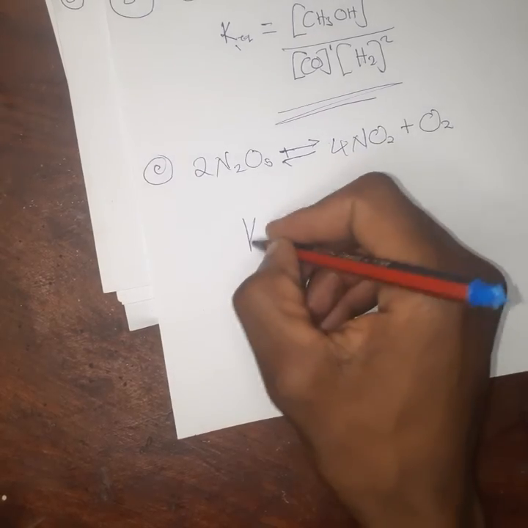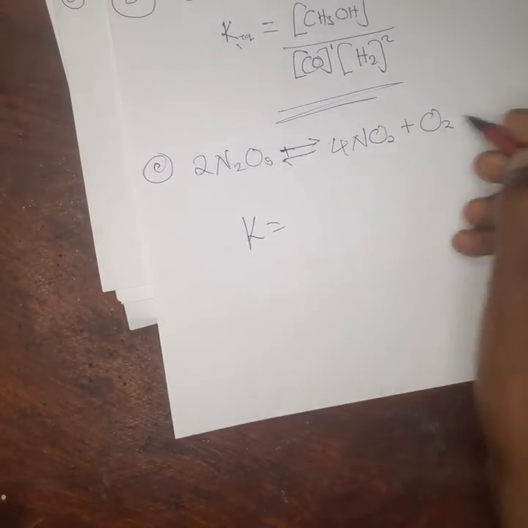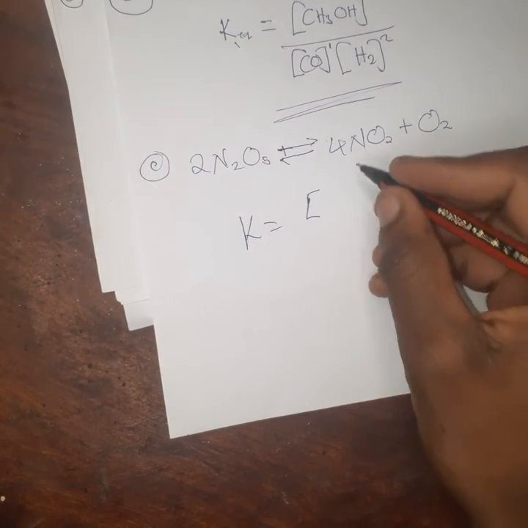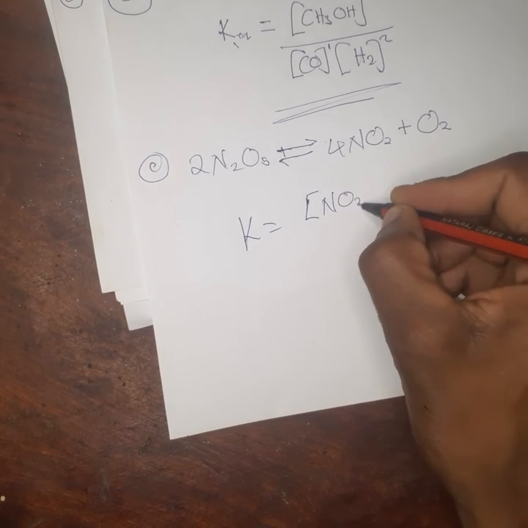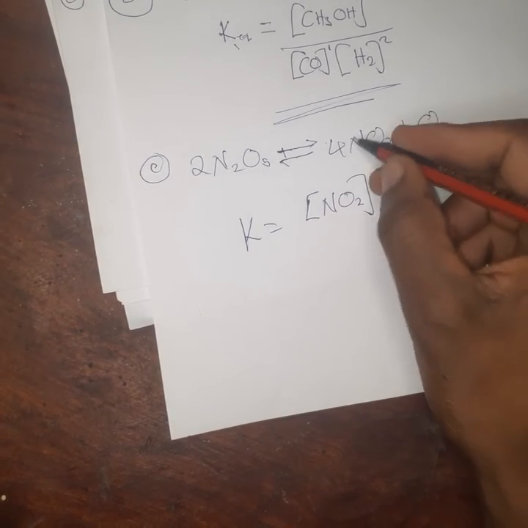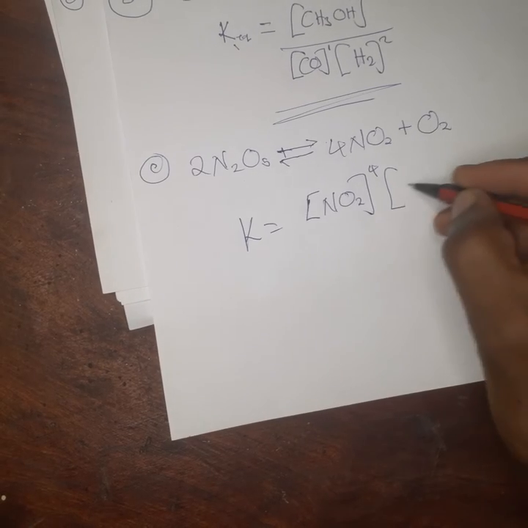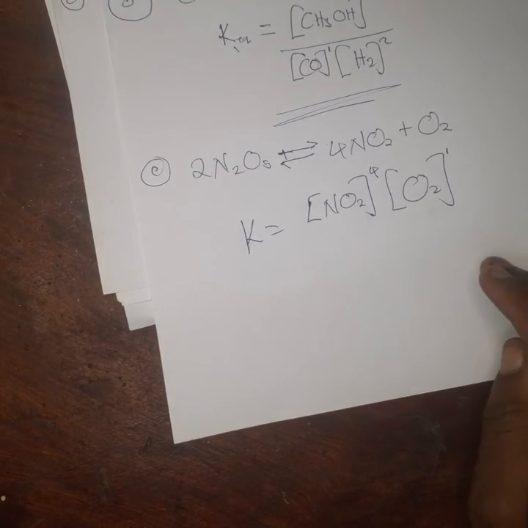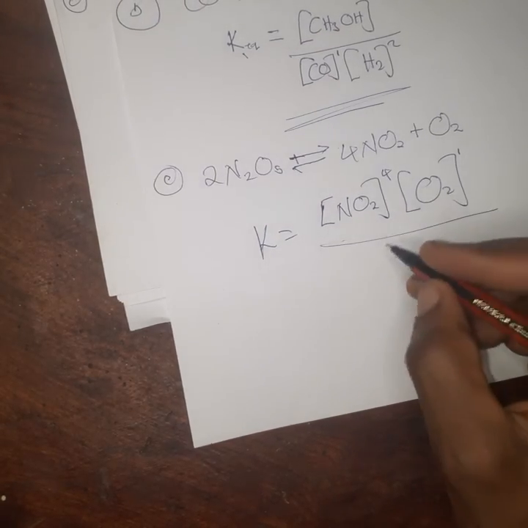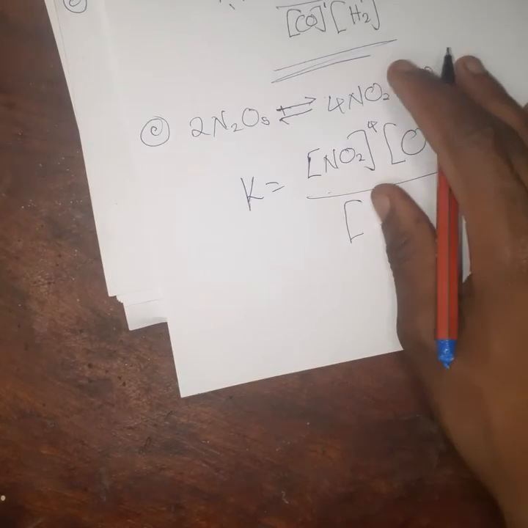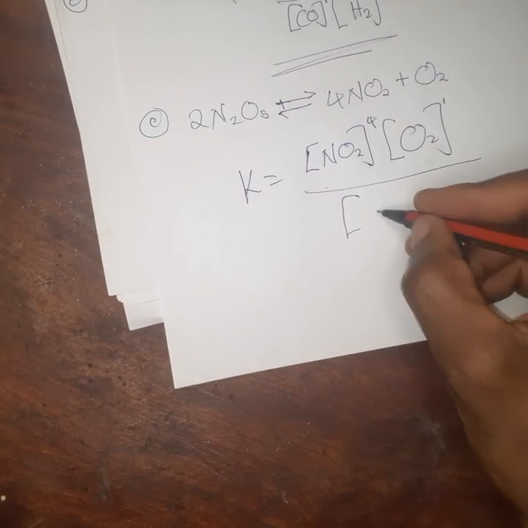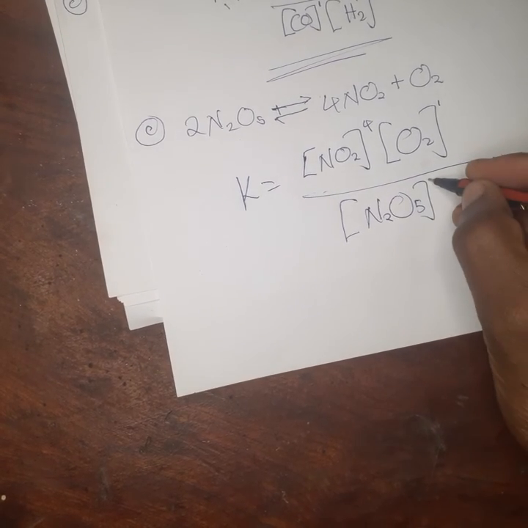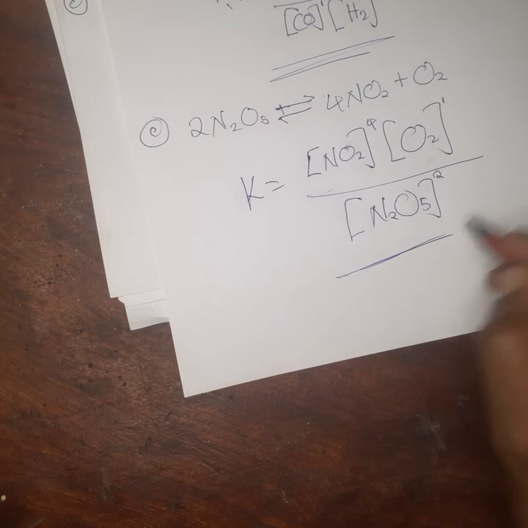So the constant is equal to, in terms of the products, we start with the products, so the square bracket where we have [NO2] to the power of the coefficient, which is 4, multiplied by [O2] to the power of the coefficient, which is 1. Here there's 1 in front, and then over, open the square bracket, we have [N2O5] to the power of the coefficient, which is 2. So this is the equilibrium constant expression.